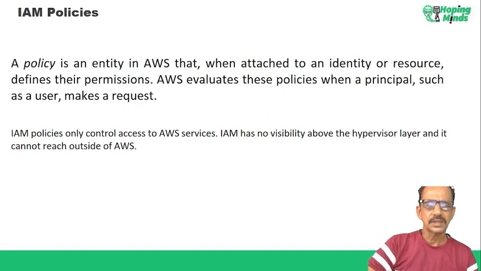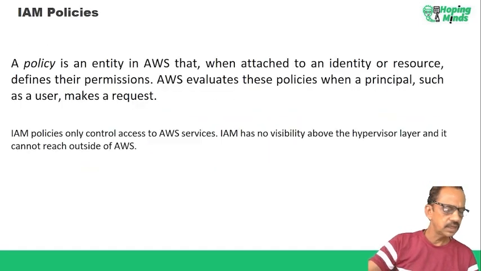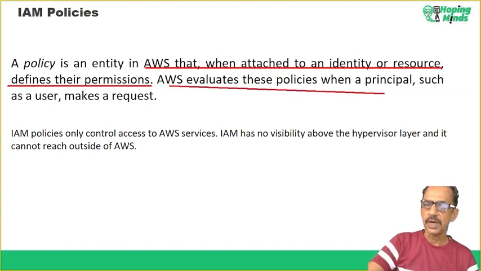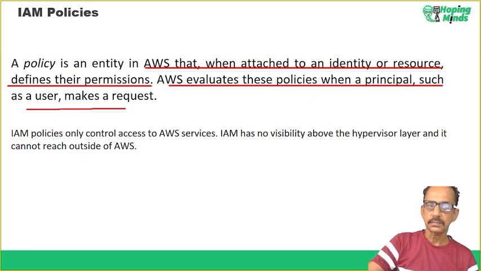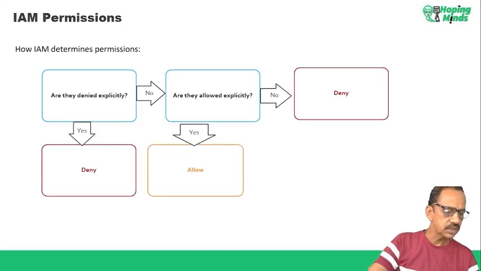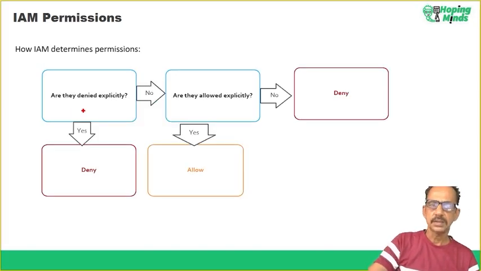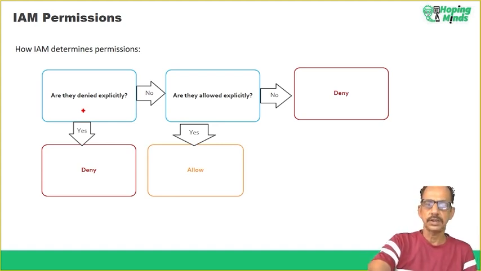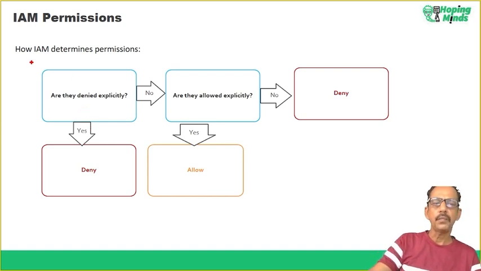So policies, I have discussed everything. A policy is an entity in AWS that, when attached to an identity or resource, defines their permissions. AWS evaluates these permission policies when a principal such as a user makes a request. Always keep it in mind: if there is one deny permission and one allow permission, deny always wins. This is the flowchart of how it works.